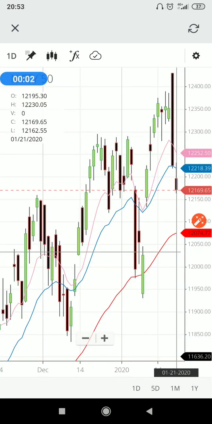Hi friends, good evening. Today is 21st of January and we are looking at today's chart and data for tomorrow's plan. So first we will look at what happened today.